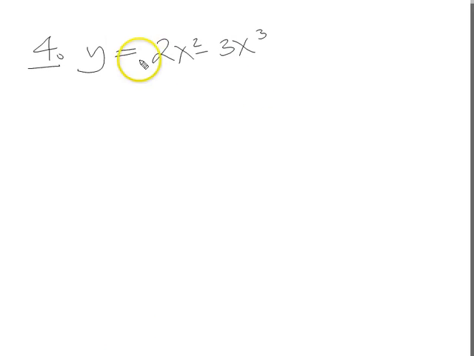Right guys, let's have a look at 4 then. We've got y equals 2x squared minus 3x cubed. So let's get dy/dx, the gradient function. Differentiate this then, we get 4x to the power 1 minus 9x squared. We let that equal 0.